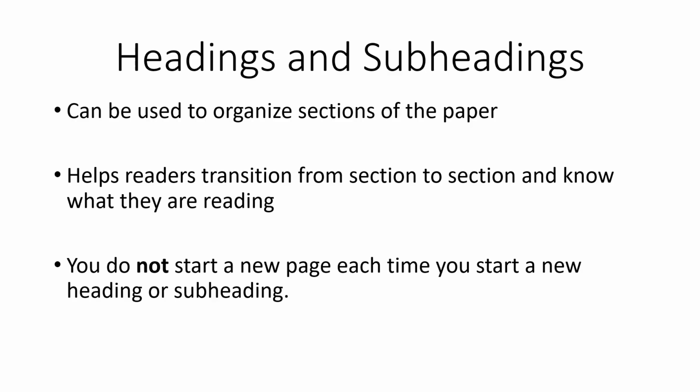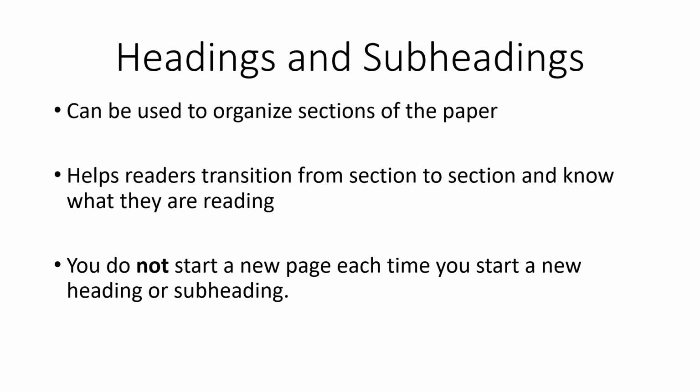Headings and subheadings are important because they can be used to organize sections of your paper. In APA 7, we don't use an introduction heading, but you should have at least a method, results, and discussion section. Subheadings such as procedures or measures that fall under the method section can help further your organization and help your reader transition from section to section. Overall, it just helps you to know what you're reading.